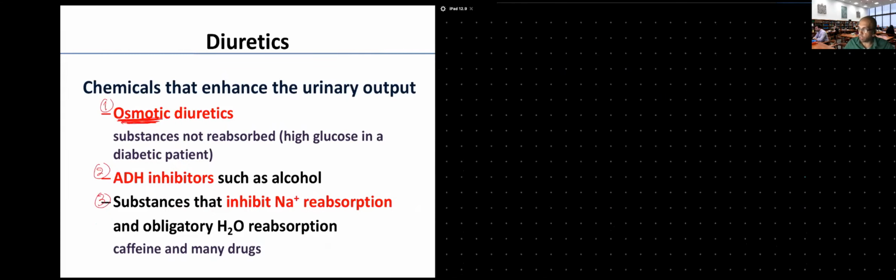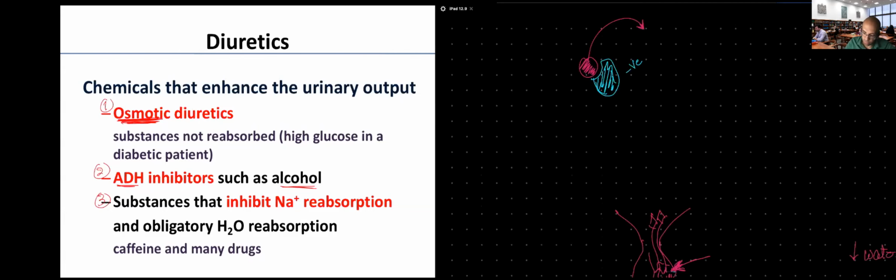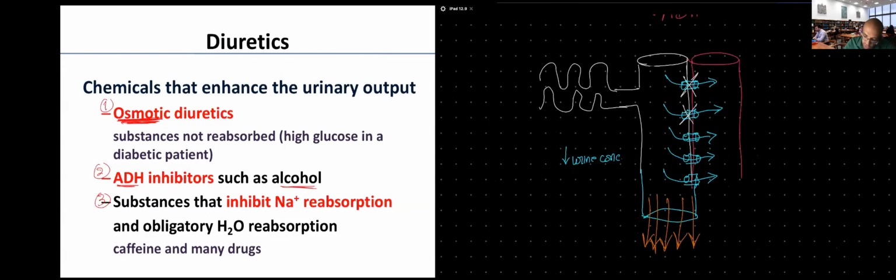Another type of diuretics that we're looking at are the ADH inhibitors, and this is like alcohol. Remember, alcohol affects the brain, and part of the brain was the hypothalamus, which was responsible to secrete the ADH. So remember, alcohol inhibits brain functions, and one of the functions in the brain that will be inhibited is going to be the release of ADH. So when you're not releasing ADH, what's going to happen? Remember, if I'm not releasing ADH, there will be no water retention here. And as a result, water, rather than being reabsorbed, is going to get released out in the urine. So another type of diuretics that we see are the ADH inhibitors.